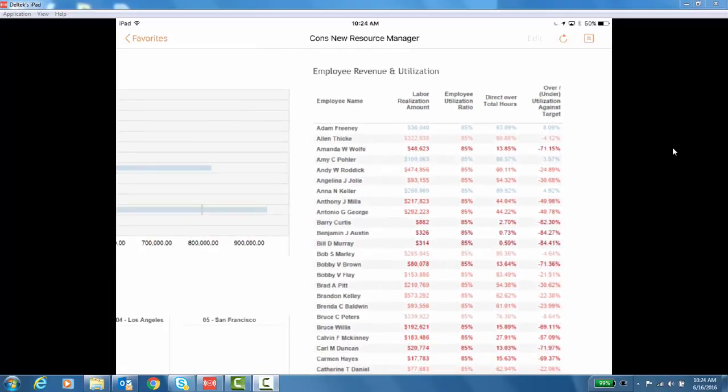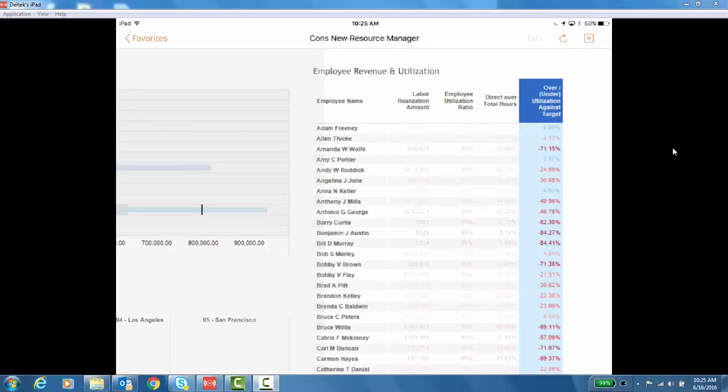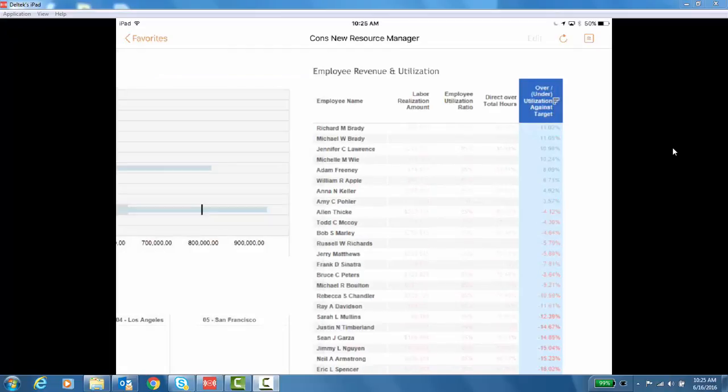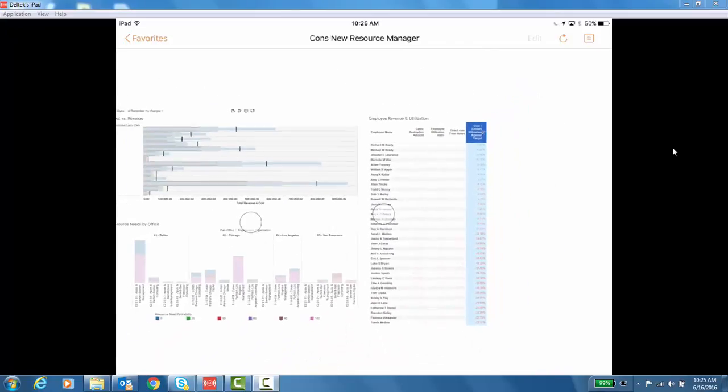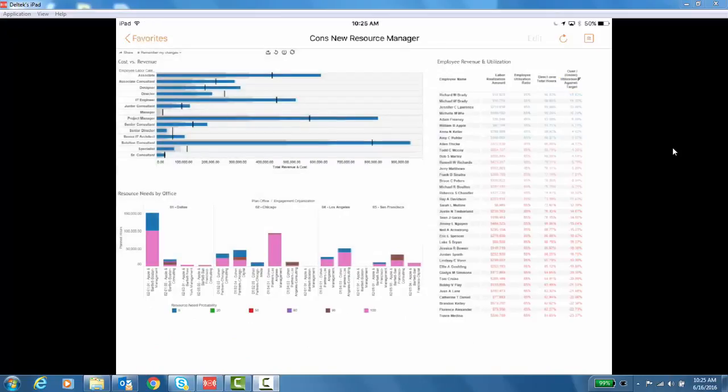And the beauty of this is the data is interactive. So if I click on that low to high or high to low view, maybe I want to see the best people at the top and the worst people at the bottom. The Brady brothers, they're performing the best. So again, as a project manager, as a resource manager, I'm able to figure out what needs my attention and perhaps what doesn't as I interact with this dashboard.